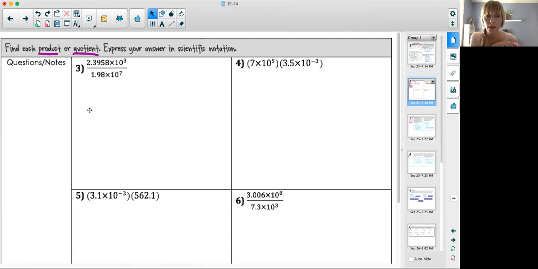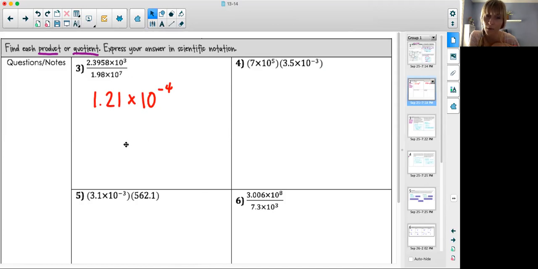2.3958 divided by 1.98. You're going to divide coefficients and you're going to subtract exponents. Now, always make sure you subtract them in order, because you need to know if this answer comes out as a really large number with a positive exponent or a really small number with a negative exponent. So you divide coefficients, you subtract the exponents, and this is the answer you should get.